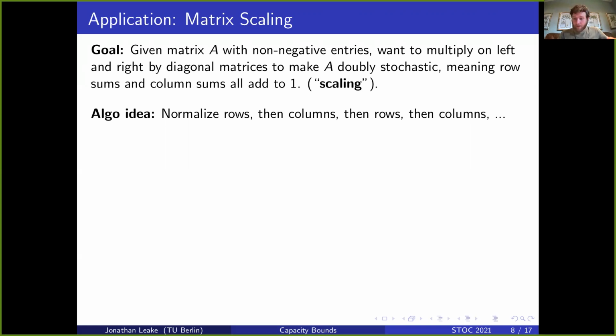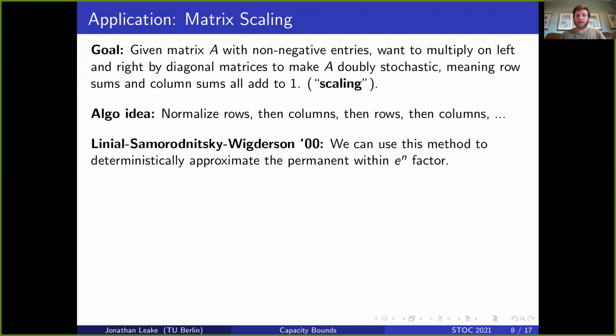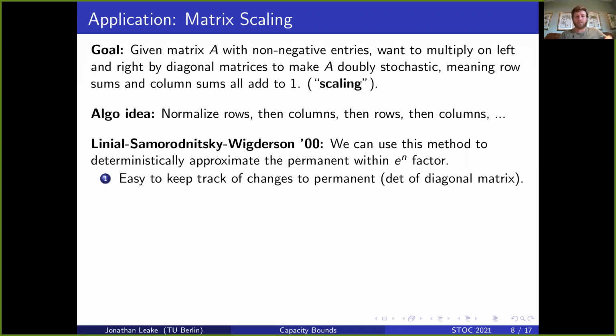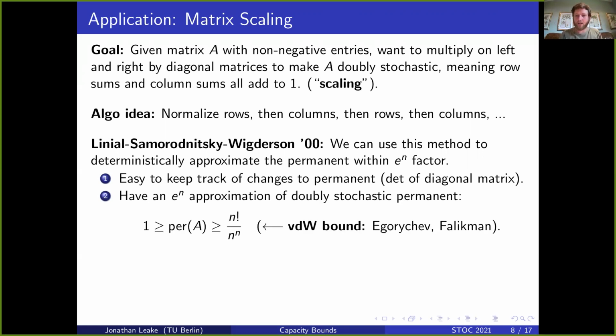And this was the exact algorithm that was used by this group of authors, Linial, Samorodnitsky and Wigderson, in 2000 to deterministically approximate the permanent of a matrix with non-negative entries within this factor. And how did they use this algorithm and the fact that it converges? Well, the first thing was that at each step, they're just multiplying by a diagonal matrix. It's easy to keep track of changes to the permanent. So at every step, we can keep track of how much the permanent has changed. And at the end, when the matrix is finally doubly stochastic, we have an approximation.